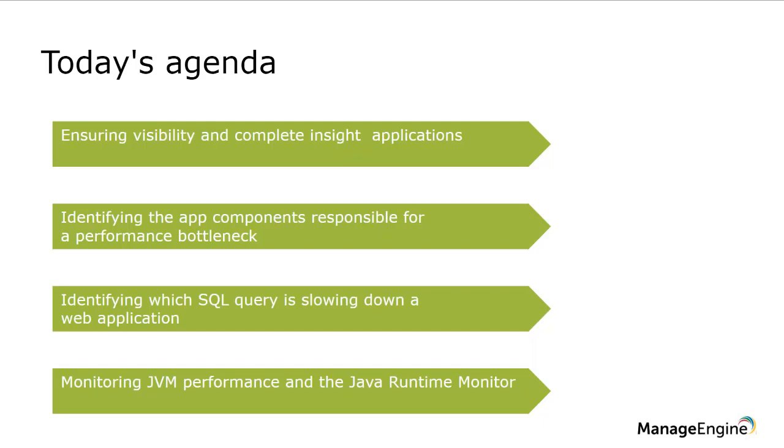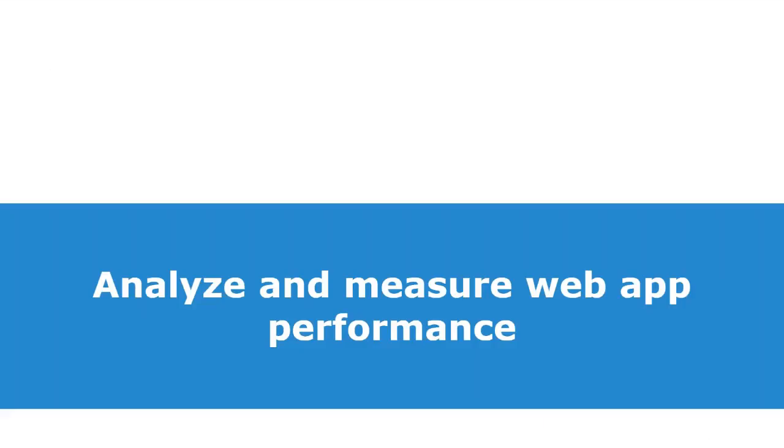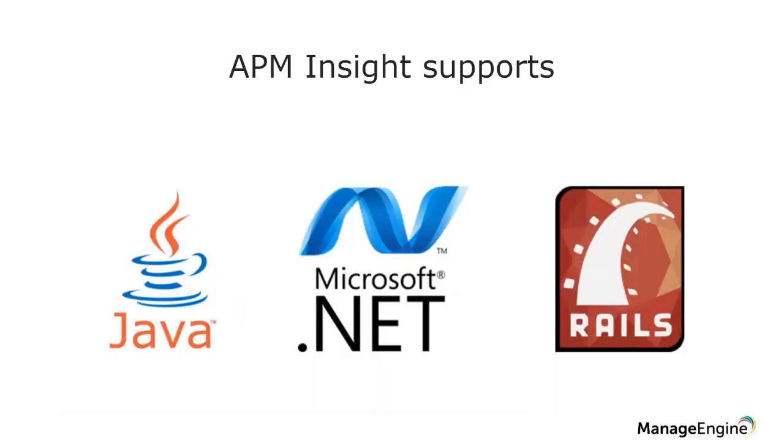And eventually we will also see how to monitor the performance of your JVM for all your Java-based apps, and additionally the Java runtime monitor as well. So beginning with the first topic of the agenda, that is analyzing and measuring the performance of your web applications. Now, ideally, this is done for all applications that are based on Java, .NET, as well as Ruby on Rails.